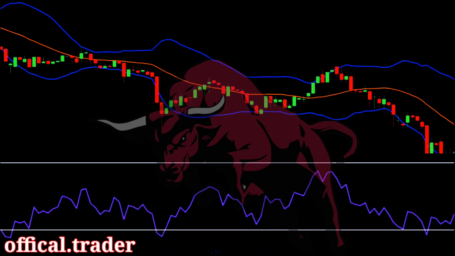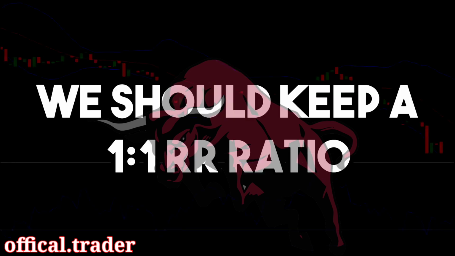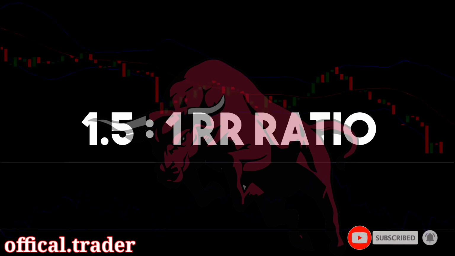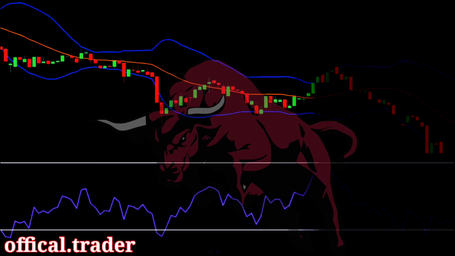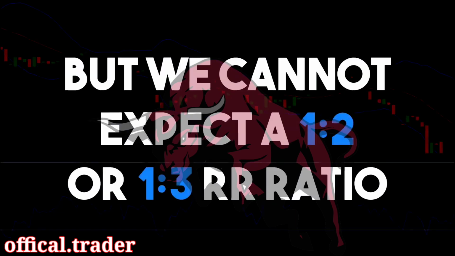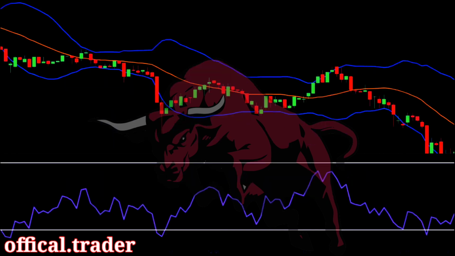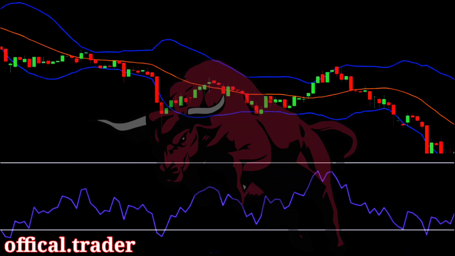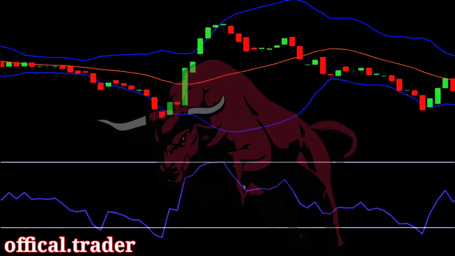The risk-to-reward ratios in scalping are very small. We can keep a minimum of 1:1 RR ratio. At max, we may sometimes find good trades that can give us a 1.5:1 risk-reward ratio. But we cannot expect 1:2 or 1:3 RR ratio. That is unachievable in scalping. The whole point behind scalping is to catch small moves in the market to accumulate small profits. Let's look at another example.